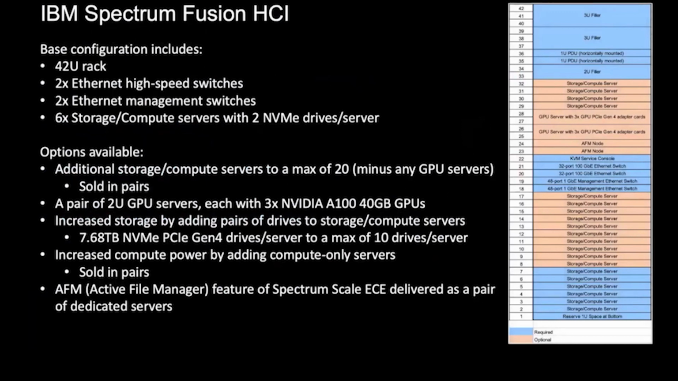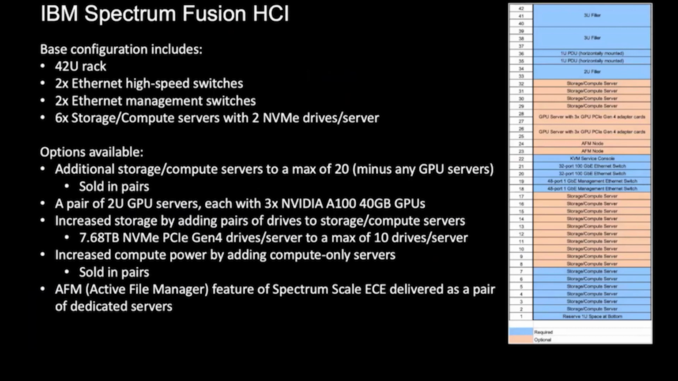The base rack of a Spectrum Fusion HCI system includes what you see here on the right in blue. It is a 42U high rack that includes 2 Ethernet high-speed switches, 2 Ethernet management switches, and 6 storage compute servers that each have 2 NVMe drives. The reason for having pairs of switches is for redundancy, and the reason for having 6 of the storage compute servers is to build a complete Spectrum Scale ECE storage cluster.